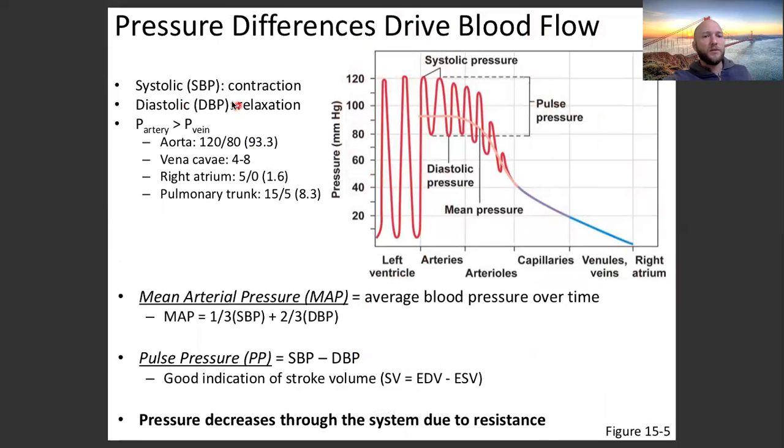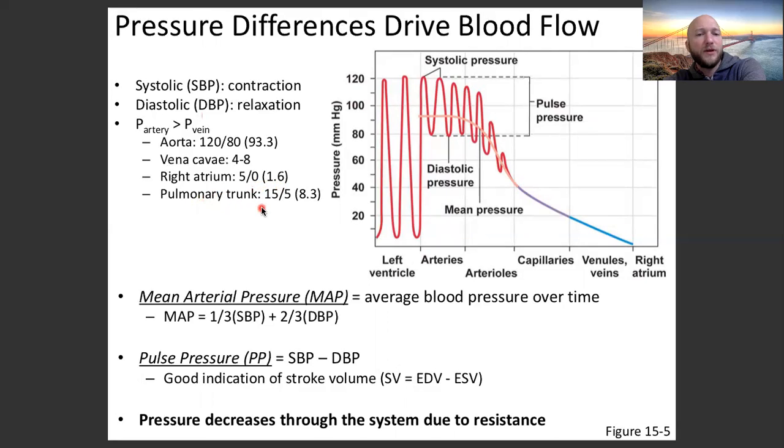So systolic blood pressure, SBP, is the contraction phase of our heart. Diastolic, the DBP, is the relaxation phase of our heart. We're always going to have higher pressure in our arteries than our veins because we need to maintain that driving pressure. Our aorta fluctuates between 120 and 80 millimeters of mercury. 93 is our average MAP at rest. Vena cava is between about 4 and 8 millimeters of mercury pressure. Right atrium fluctuates between 5 and 0, with an average of about 1.6.